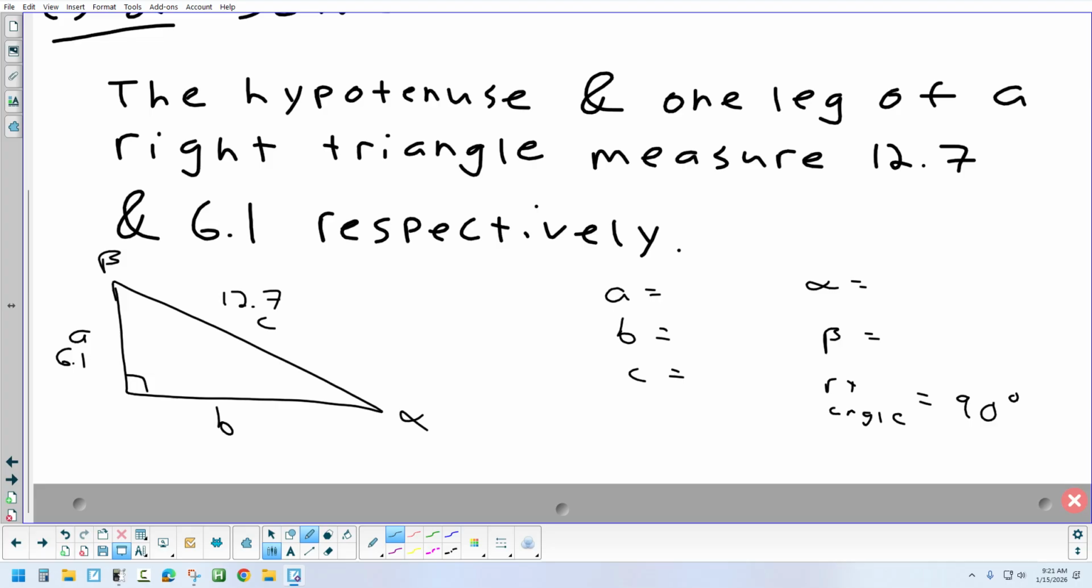Okay, so we know A is 6.1. And that was my choice. I chose to make A the leg they gave me. I could have chosen B, and it would have still come out okay. Your alpha and beta would just switch places in your table. You get different answers. B we don't know, but C we know is 12.7. What else? A, alpha, and beta, we don't know either.